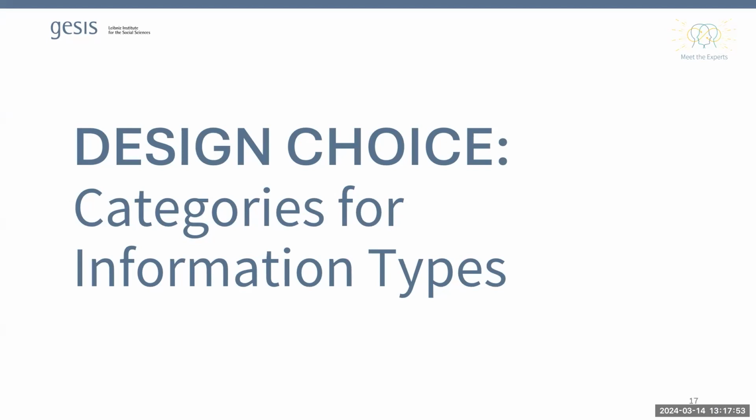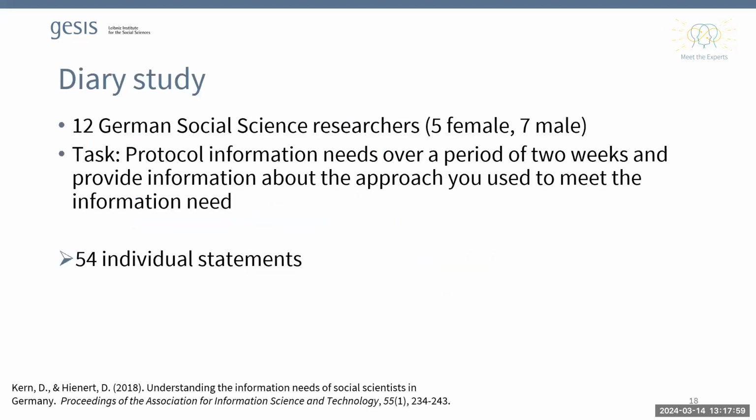The next design choice is about offering different categories of information. You've already seen that in the slide before. For example, for evidence on that, we did a diary study and asked 12 German social scientists to write down their information needs over a period of 2 weeks. And therewith, we collected about 50 individual statements.